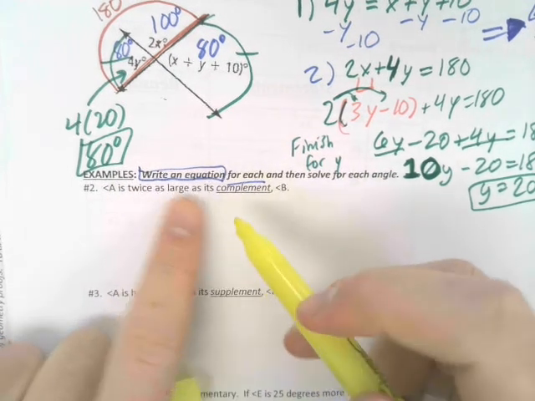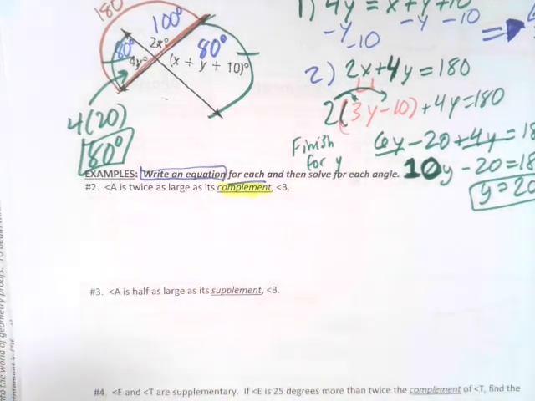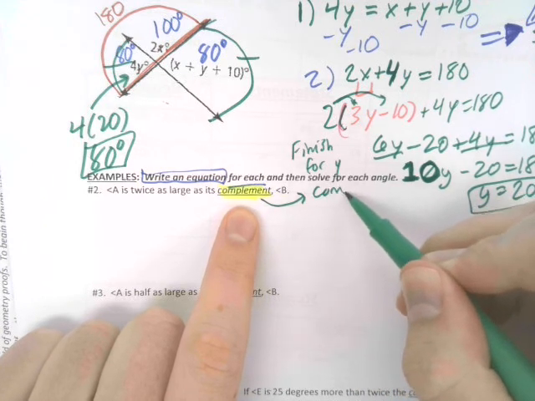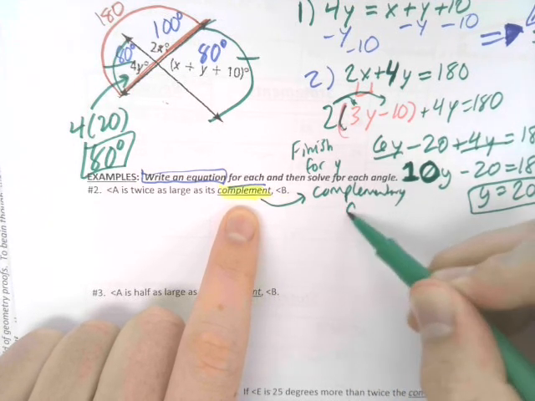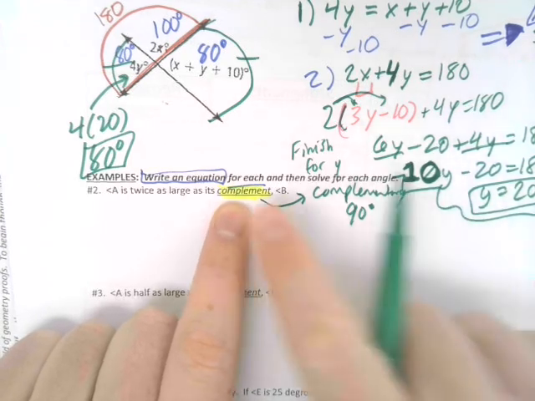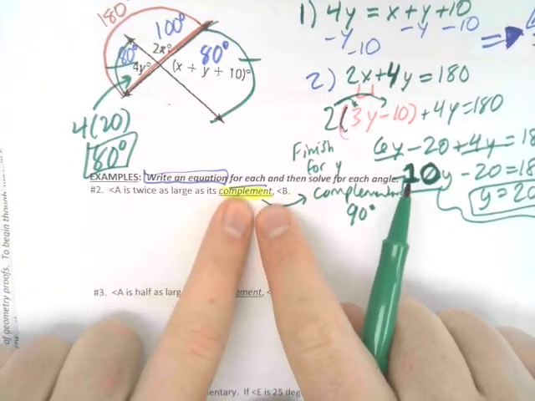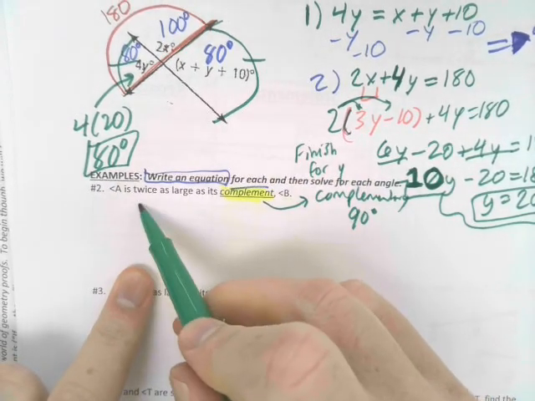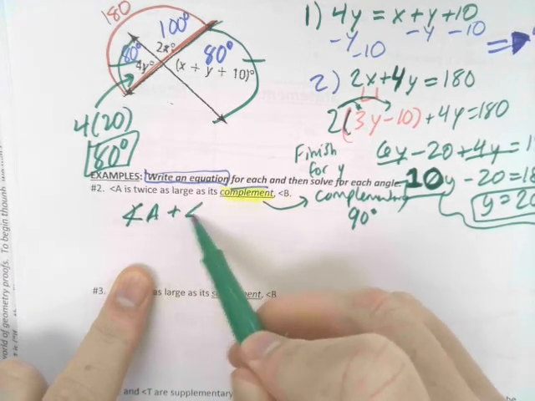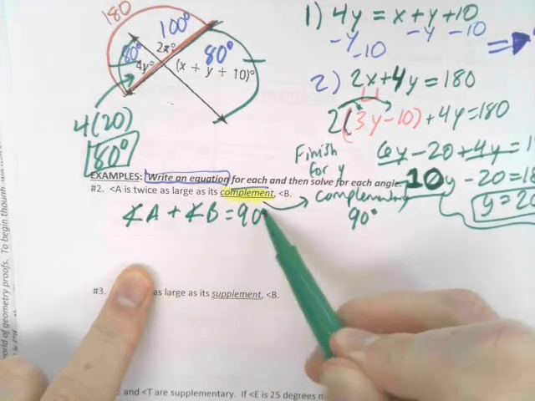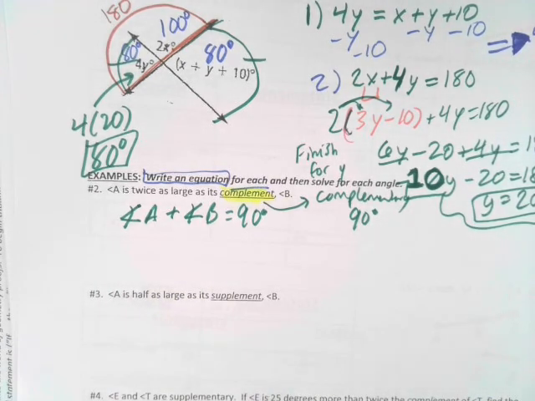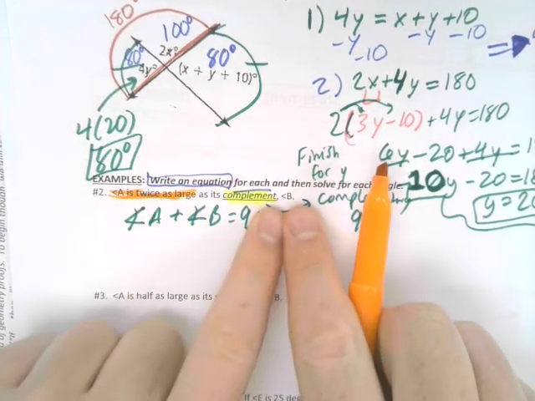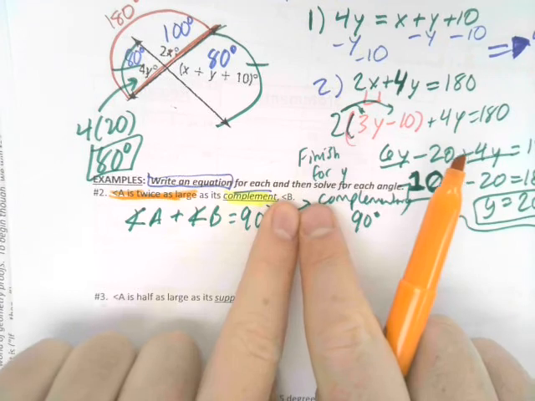Angle A is going to be twice as large as its complement, B. When you see that word complement, we should be thinking complementary or 90 degrees. So angles that are complements of each other are angles that add up to be 90 degrees. So A and B, put them together, 90 degrees. So we already know angle A plus angle B is going to be 90 degrees. But something else we're told is A is twice as large as B. Okay. Angle A is twice as large as angle B.